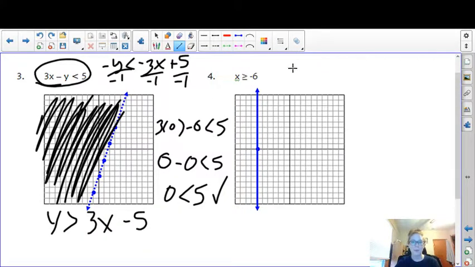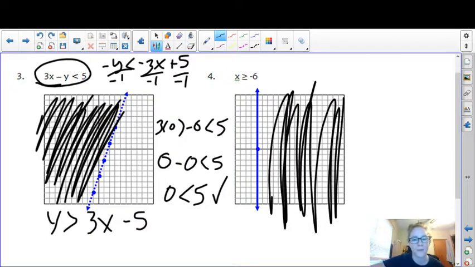And then I'd have to plug in a point. So let's plug in 0. Is 0 greater than negative 6? It is. So my whole answer is all this stuff.